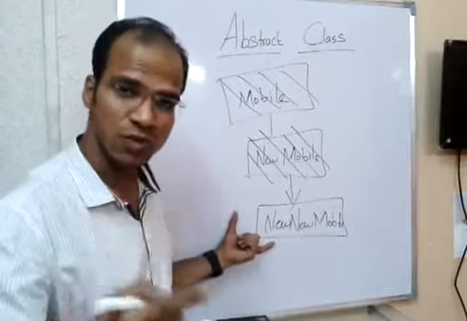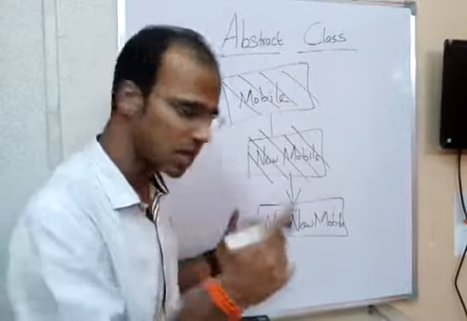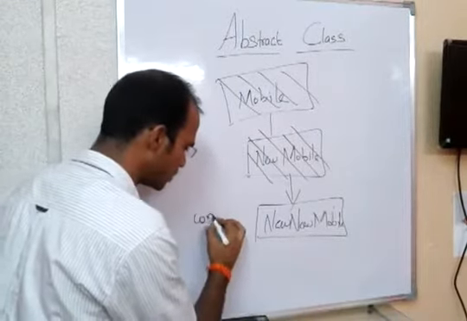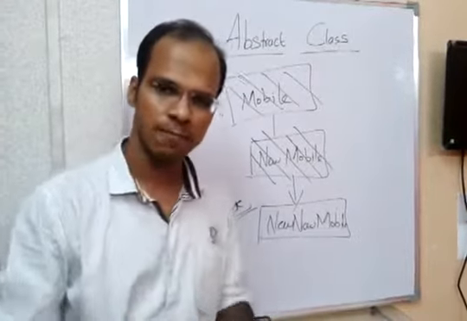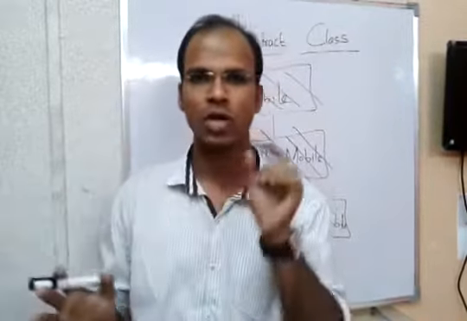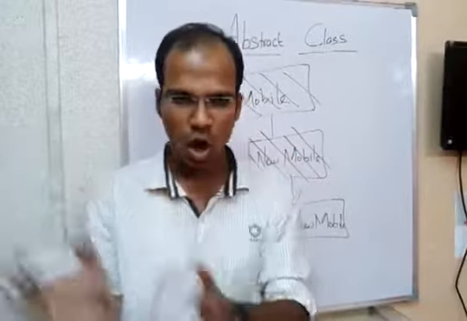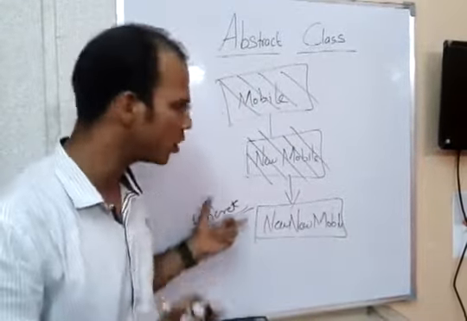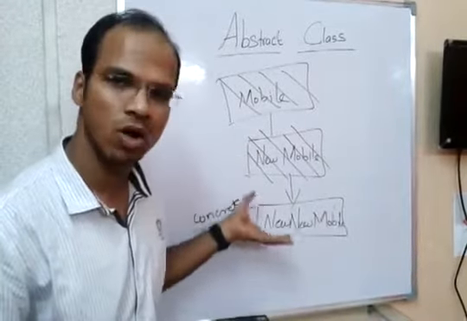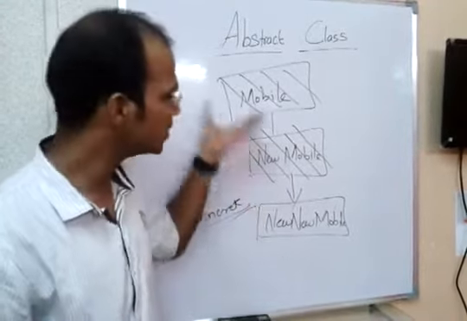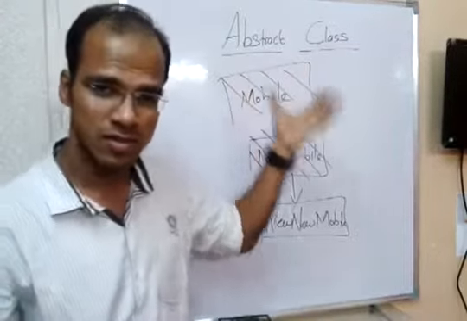And if you are successful in defining the method in this class, now this class will be called concrete. That means your aim is to develop an object, and you can only make objects of a concrete class. You cannot make an object of an abstract class. So your focus should be on the concrete class, and this is your abstract class. That's it.